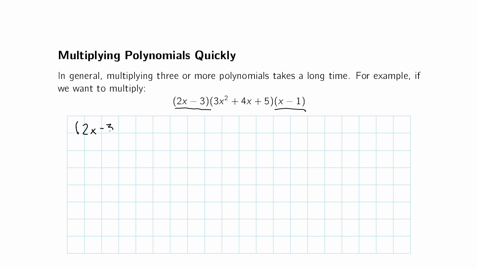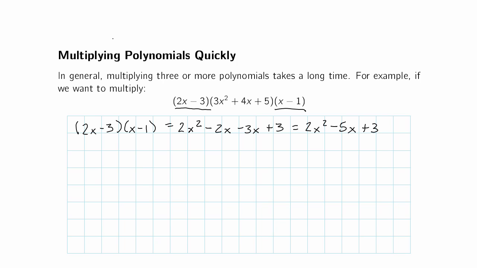2x minus 3 times x minus 1 is, we'll have a 2x squared minus 2x minus 3x plus 3. So 2x squared minus 5x plus 3.